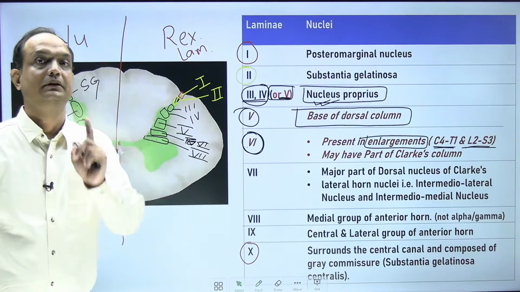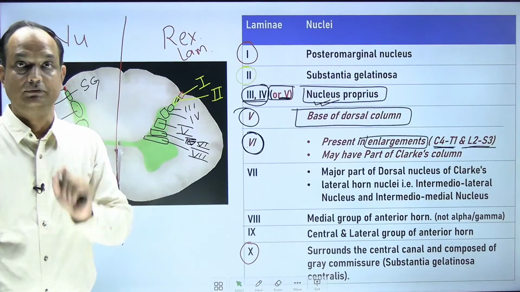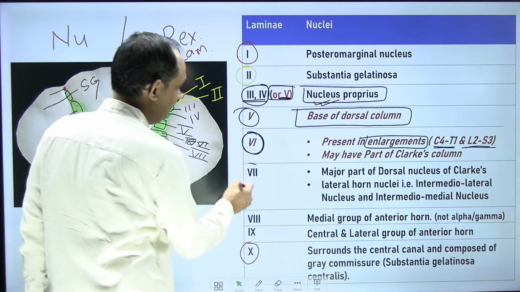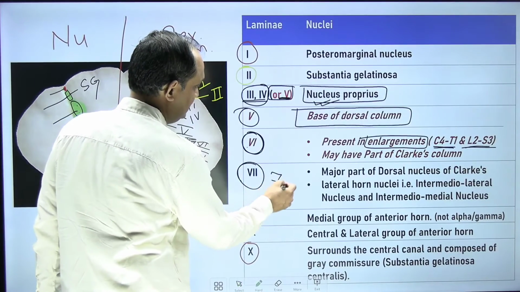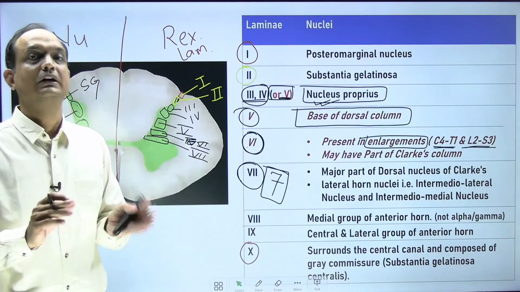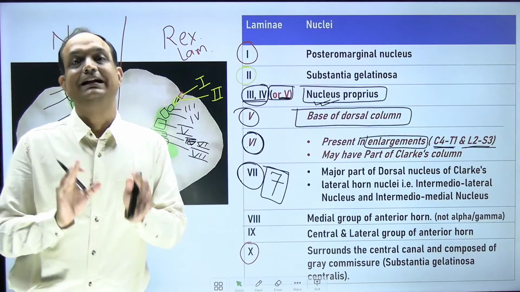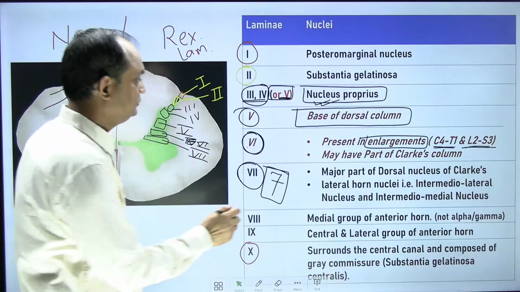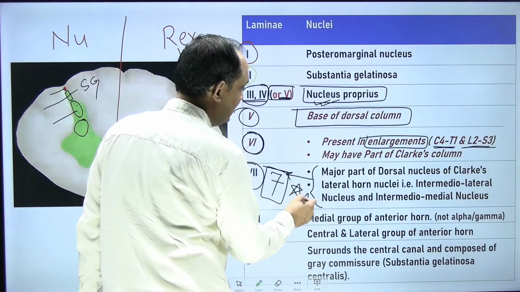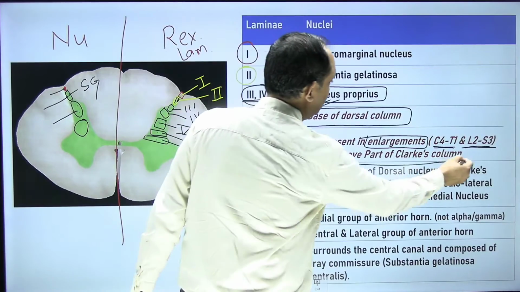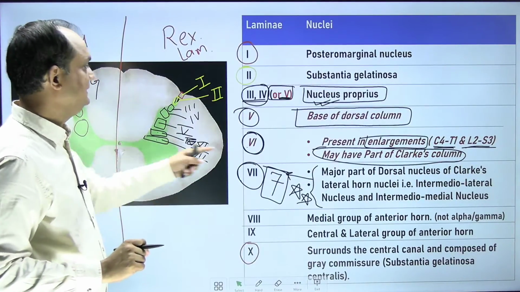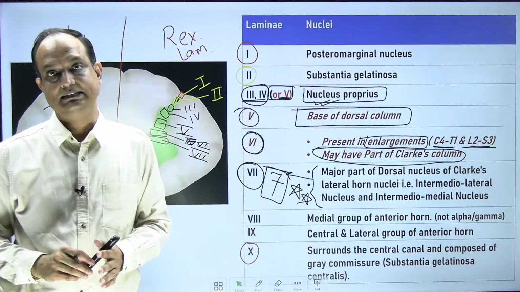But here the question is again quite confusing. You have to keep in mind that Rexed lamina 7 has the major contribution of Clark's column plus the lateral horn nuclei. This is a constant finding in all the books. Again, this part is controversial: some say that a small portion of Clark's column extends into Rexed lamina 6.